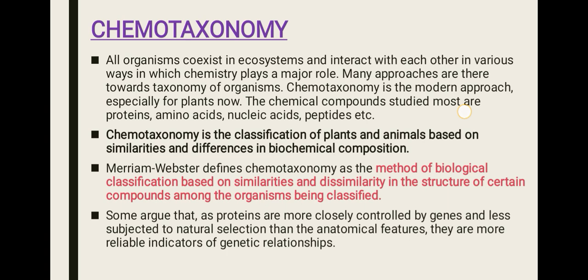Merriam-Webster defines chemotaxonomy as the method of biological classification based on similarities and dissimilarities in the structure of certain compounds among the organisms being classified. Some argue that as proteins are more closely controlled by genes and less subjected to natural selection than the anatomical features, they are more reliable indicators of genetic relationships.